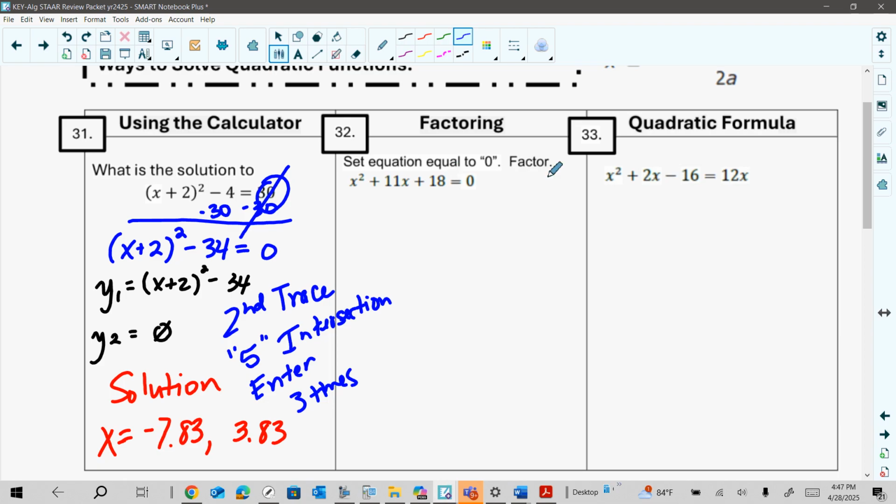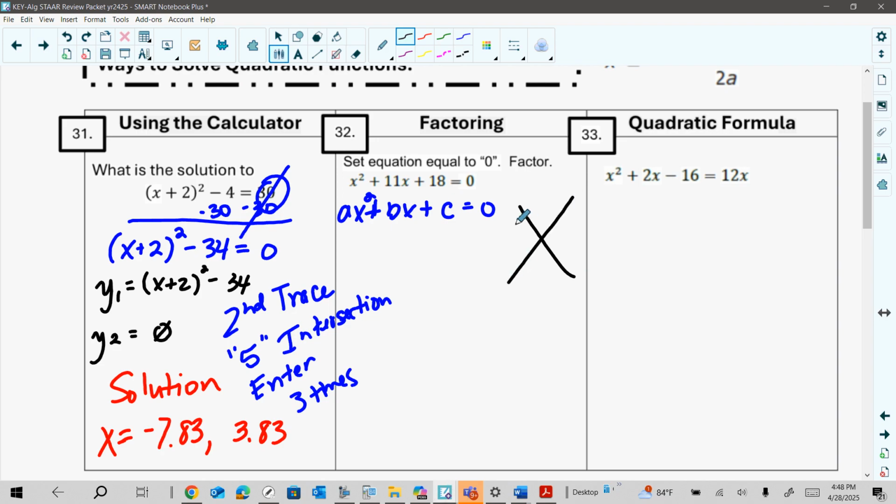Now, for factoring, because they might say the word factor, we want it to be in standard form, and we want it to equal 0. So ax squared plus bx plus c equals 0. This is in standard form. I forgot my x squared, sorry. And what we want is the a to be an invisible 1, which it is. And so when I have an a as an invisible 1, then I can go straight to my x puzzle.